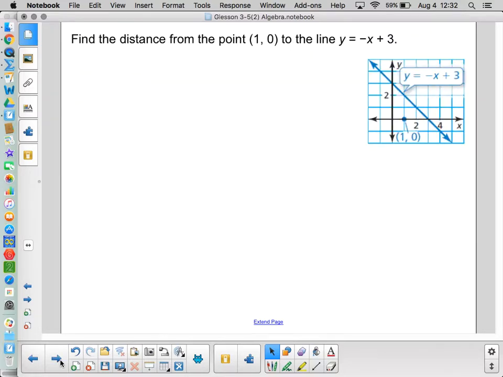Finally, find the distance from the point 1, 0 to the line y equals negative x plus 3. Well, distance from a point to a line. Remember, we talked about this a little bit yesterday. We have to do the perpendicular distance. So what I need, and this is actually a relatively complex problem.